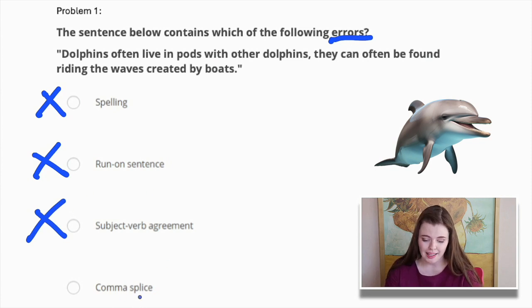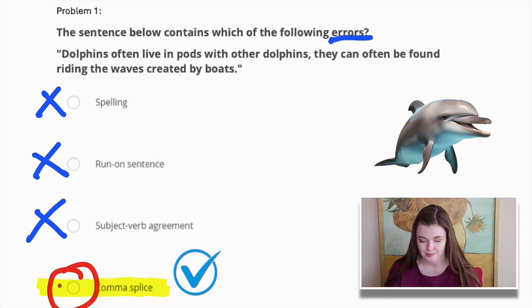Now, a comma splice. This happens when 2 or more independent clauses have been improperly joined with a comma without using any sort of conjunction such as and, for, but, yet, so. Those are examples of conjunctions. Now we see the comma here, and it doesn't seem like it has any sort of conjunction. So I would say that this, the comma splice, is our correct answer choice.